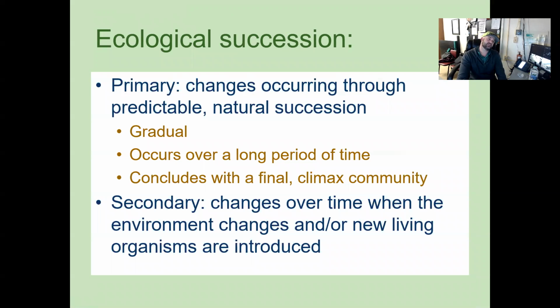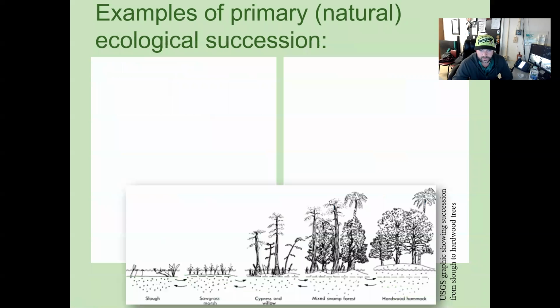Ecological succession: you have primary succession, changes occurring through predictable natural succession. That's gradual, occurs over a long period of time, and concludes with a final climax community. Then secondary succession, changes over time when the environment changes and or new living organisms are introduced.